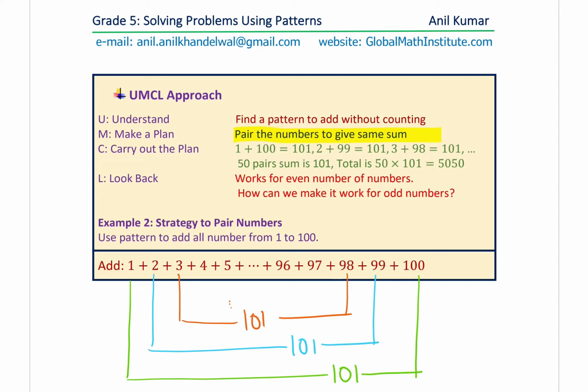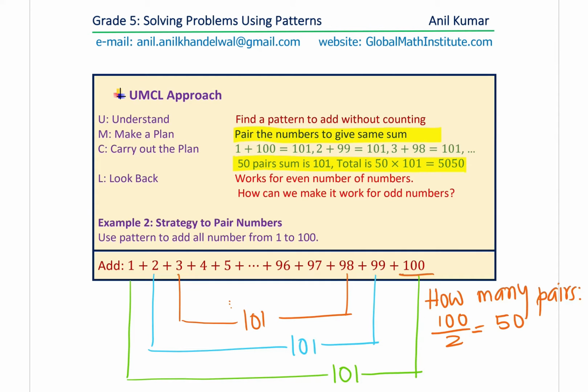Now the question is, we are getting 101. How many pairs? That is what you need to answer. How many pairs are there? Well, since we are pairing 100 numbers, it is half of 100, right? So it is 50 pairs, correct? It makes sense. So we know that there are 50 pairs, and that is what I'm writing here.